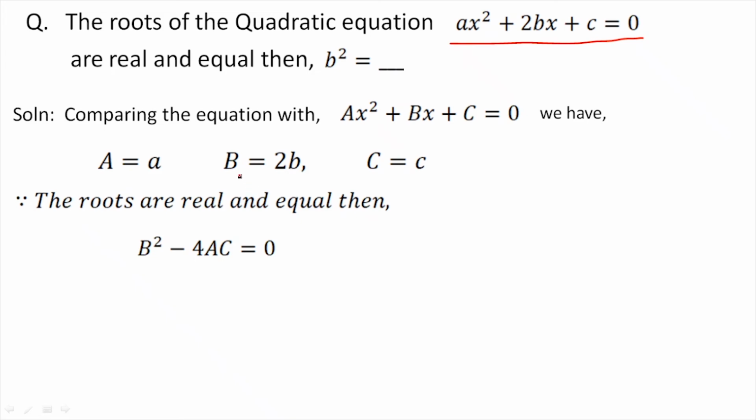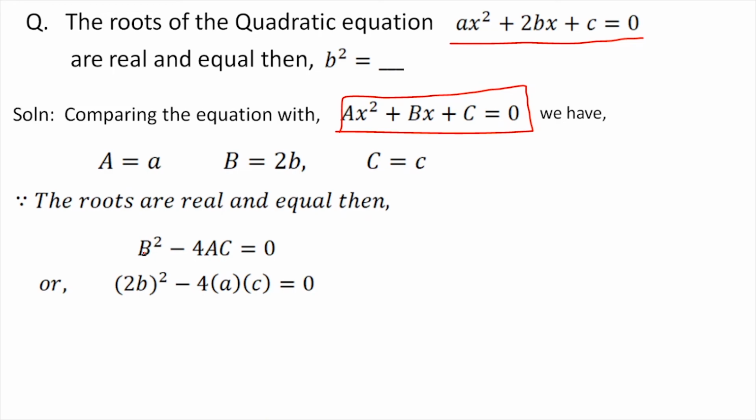Because this equation that we have written here is in standard form, the condition applies to this equation. So capital B square minus 4AC is equal to 0. Now replacing the values, capital B is 2 into small b, so I'm writing here 2b whole square minus 4, a is a only, c is c only.